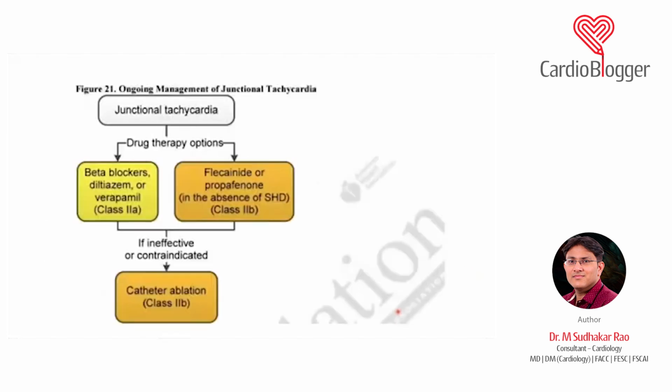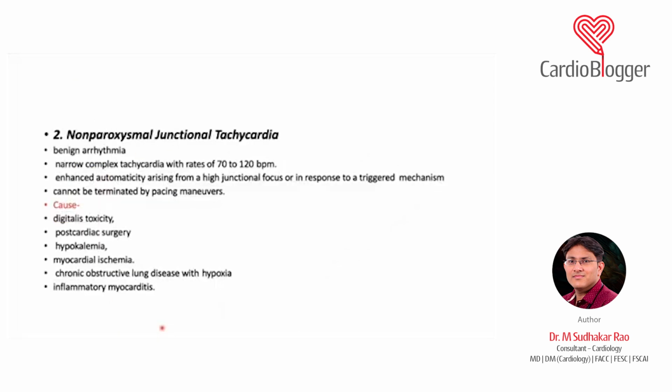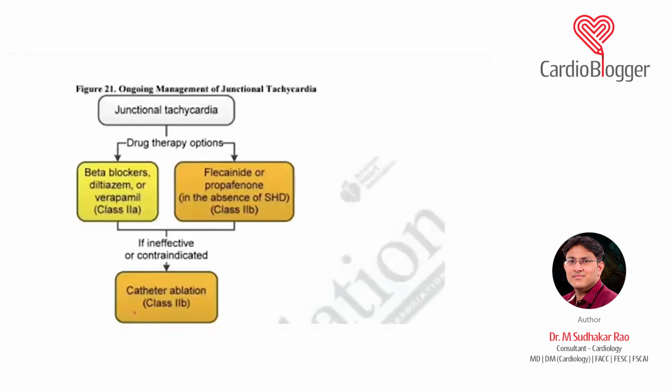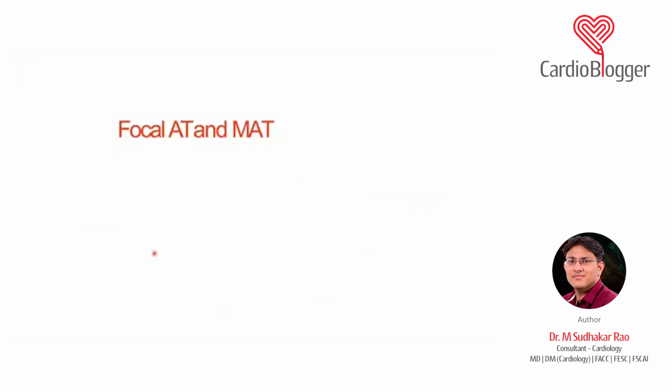Now, if you have a junctional tachycardia, the drug management includes beta blocker and calcium channel blocker, and the second line remains flecainide or propafenone. And if it is ineffective, then the patient can undergo catheter ablation. But most of the time, they are due to underlying diseases, and if you treat the cause, the patient will recover, or will do well with beta blockers or calcium channel blockers. So for junctional tachycardia, most of the time catheter ablation may not be indicated.